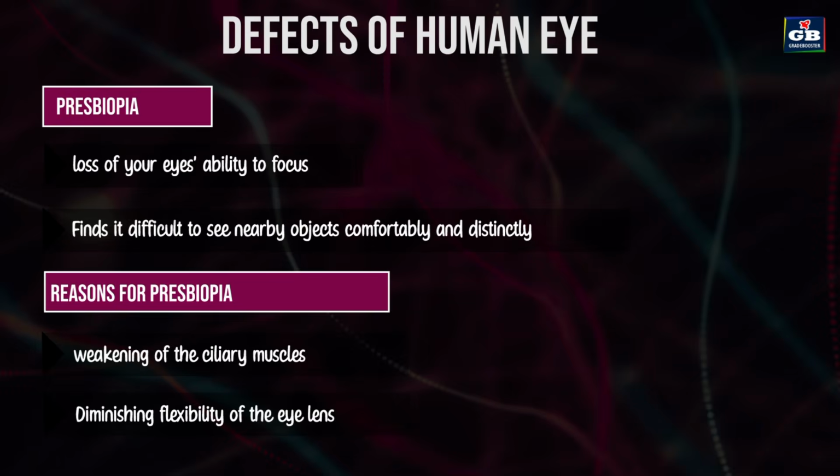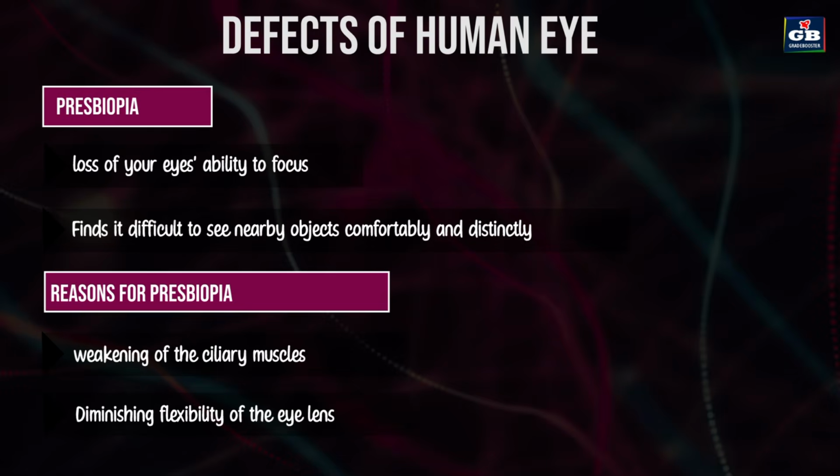So here there are two reasons for this presbyopia. 1. Gradual weakening of ciliary muscles. So the ciliary muscles cannot contract and relax properly, so by that they will not be able to focus on the close-by objects or nearby objects.